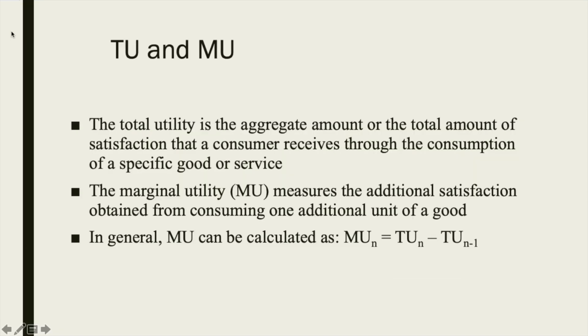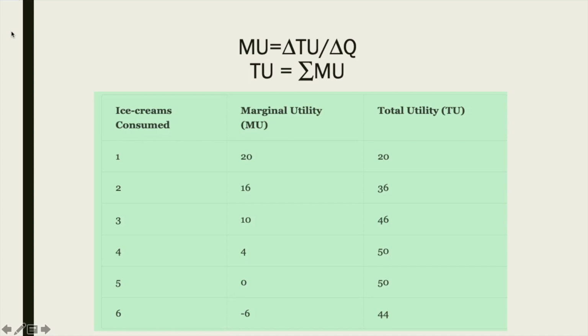The total utility is the aggregate amount or the total amount of satisfaction that a consumer receives through the consumption of a specific good or service. Here, as you can see from the table, the total utility associated with the consumption of the first unit of ice cream is 20. At the second unit, the total utility rises to 36, and for the third unit, 46, and so on. So here, the total utility just refers to the total satisfaction obtained from the consumption of these specific units of ice cream.